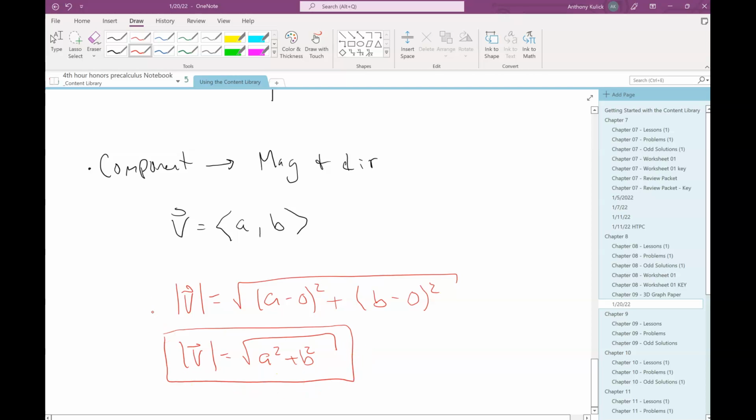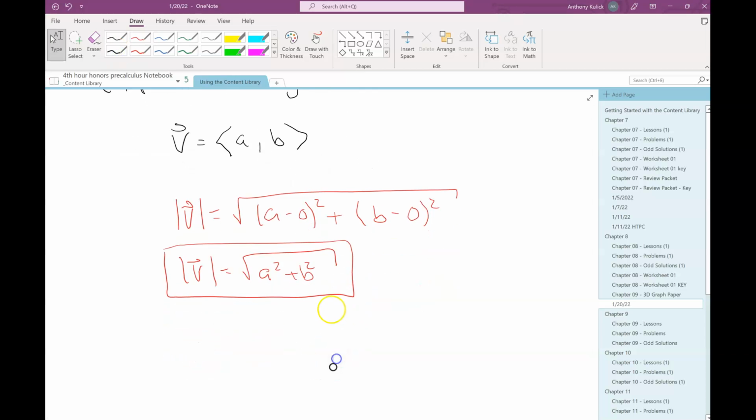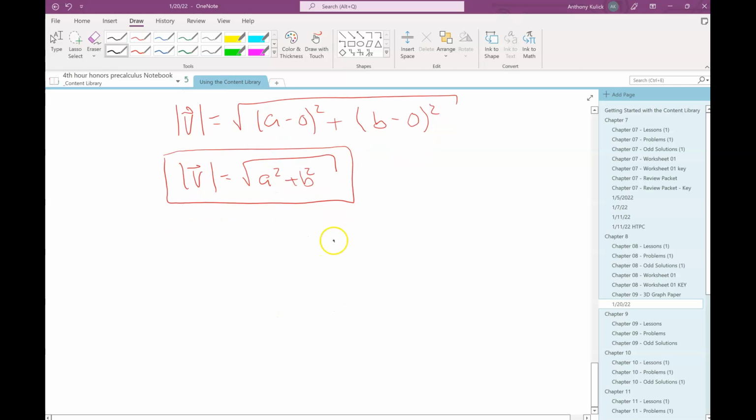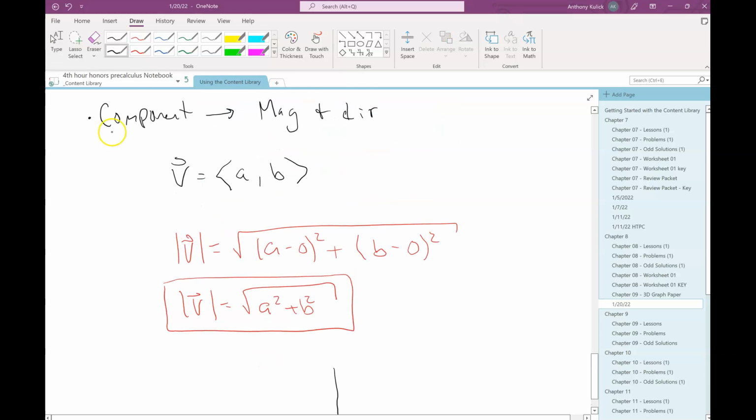What's that look like to you guys? Pythagorean theorem, right? So we could just use that because the zeros will never change. Yep, the zeros in component form are always the same. So we're always assuming that the tail is at the origin. So we're really just doing the square root of a squared plus b squared. Is there a situation where the tail will not be at 0, 0? Nope, not if it's in component form. So it's only for component form. Yep. Again, component form to magnitude and direction, right? That's the title.